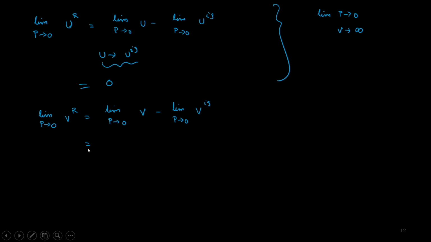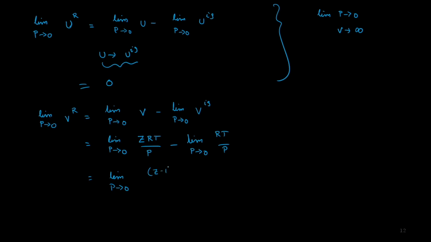Right? V minus V^ig. So this is the limit of P going to 0. V in terms of compressibility factor is ZRT over P. Z is the compressibility factor. The ideal gas compressibility factor is 1, so V^ig is simply RT by P, or this will be the limit of P going to 0 of (Z minus 1) RT by P.